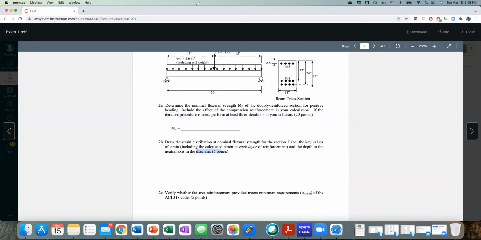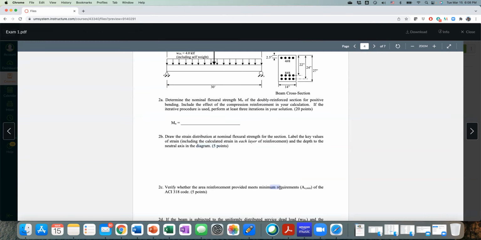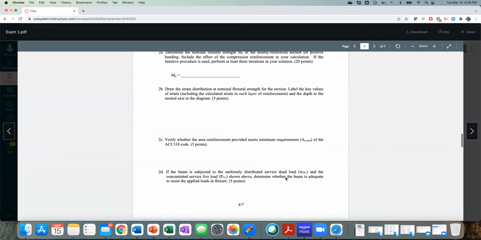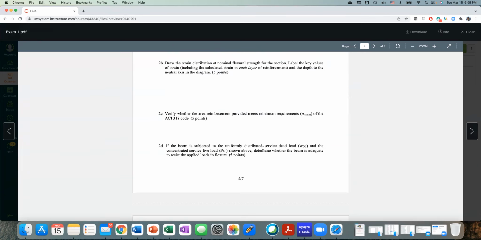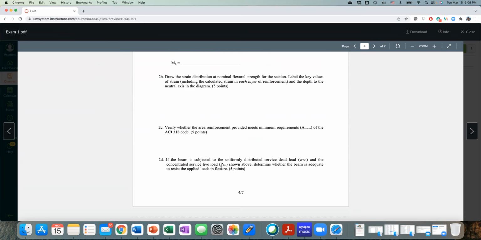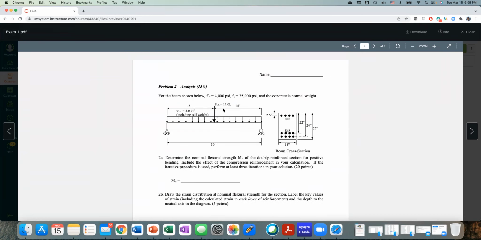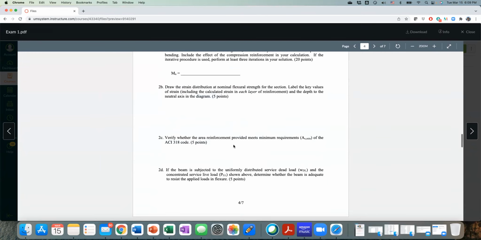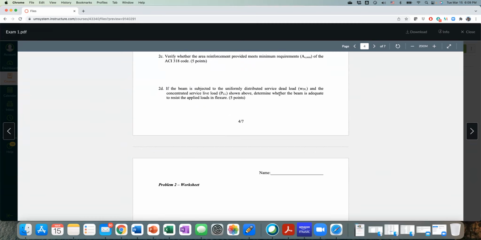All right, 2C, verify whether the area of reinforcement provided meets the minimum requirement As,min of the ACI 318 code. Those are the 2 equations: 3 square root of f'c over fy times bw d, and 200 over fy times bw d. Pick the higher number of those 2 equations. Now, the beam is subject to uniform service load and concentrated service load, dead and live, as I described before. So this is to compare your Mn with the calculated Mu, to see which one is higher, and determine whether the beam is adequate or not.